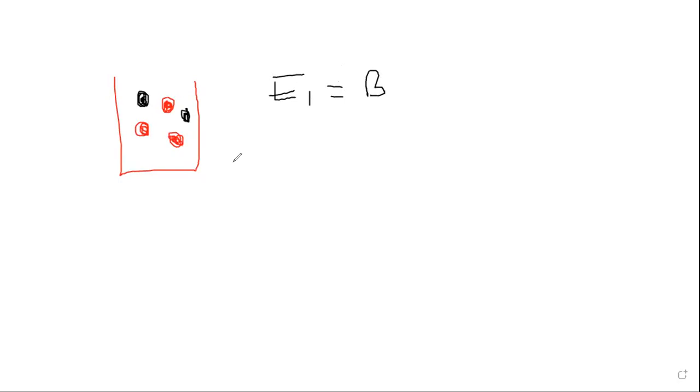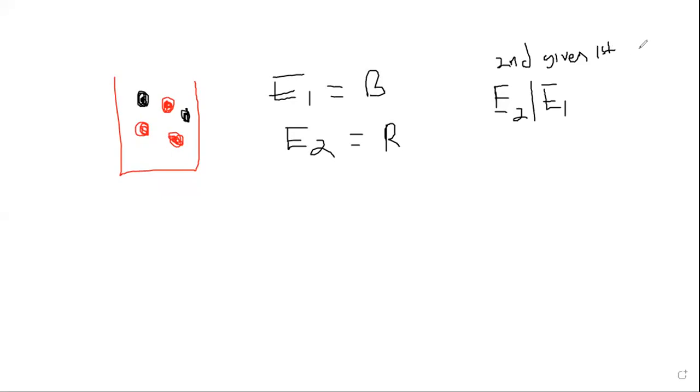the question is, what will be the probability of the second event? If it is, let's say, red or probably black. So we have a first event that has happened and we are looking at the second event, given that the first has occurred. So we write such a statement as the second event, E2, given that E1, the first event, has taken place.